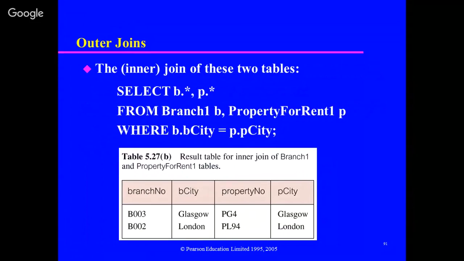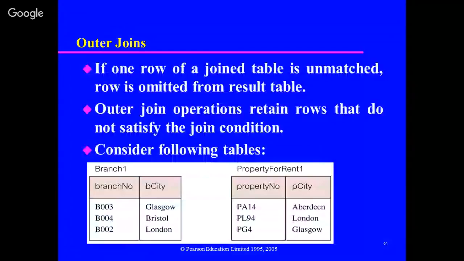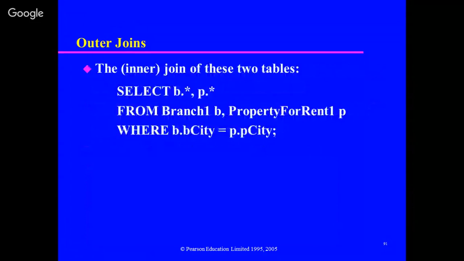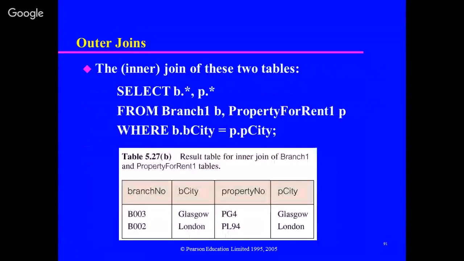So that is the result of a normal join. Normally these regular joins, if there is no matching row in the other table for a given value, in this case Bristol, then Bristol in branch is not appearing in the output. Similarly, Aberdeen in the property for rent is also not appearing in the output. So those two rows are eliminated.